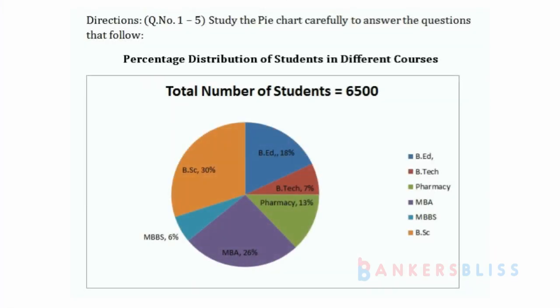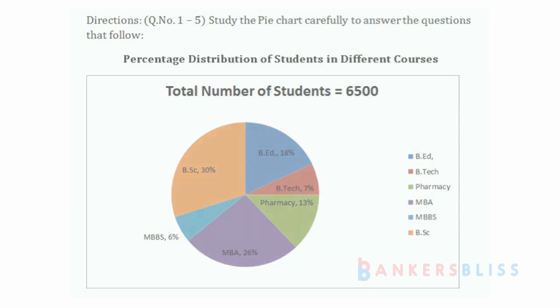Problem number 1. Directions, question numbers 1 to 5. Study the pie chart carefully to answer the questions that follow. The percentage distribution of students in different courses is given. The total number of students is 6,500. Among them, 18% of the students belong to B.Ed, 7% to B.Tech, 13% to pharmacy, 26% to MBA, 6% to MBBS and 30% to BSc. Based on this data, they are asking the questions.